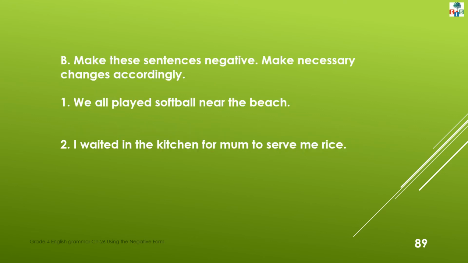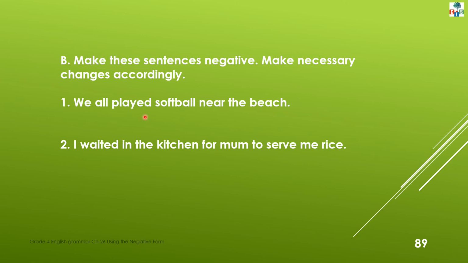See exercise B, which is on page number 89. Make these sentences negative. Make necessary changes accordingly. Number 1. We all played softball near the beach. Now children, what I told you, what do you have to do first? Is there any helping verb given? No. In this sentence, the helping verb is not given. So, where do you have to focus? You have to focus on the main verb. What is the main verb given? Played. Played is the given verb in this sentence.